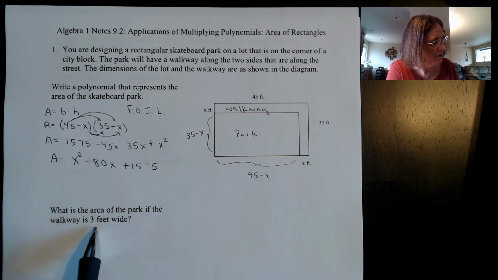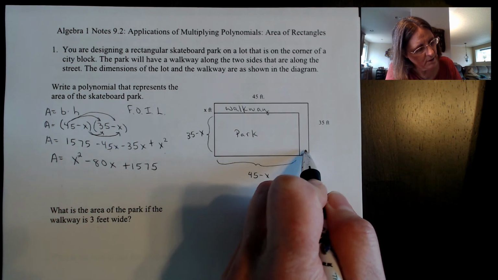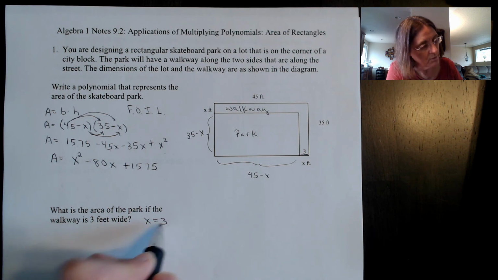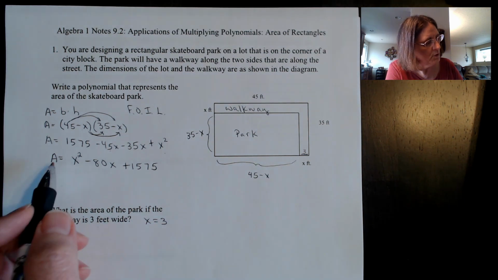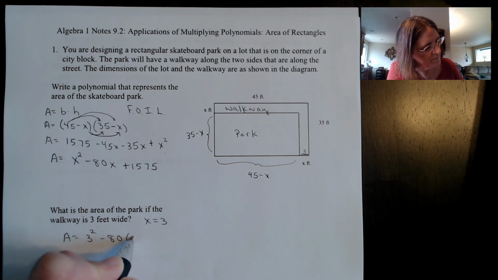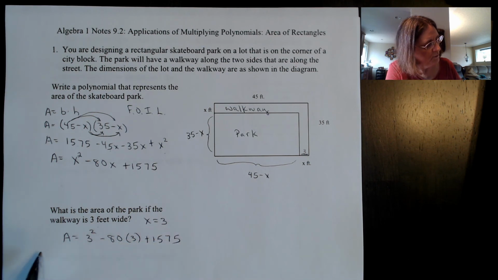Now that we have the polynomial that represents the area, we want to know what is the area of the park if the walkway is 3 feet wide. Well, the walkway is this dimension that is defined by x. So we want x to be equal to 3. So we use our polynomial and substitute 3 in for x. We have 3 squared minus 80 times 3 plus 1575.